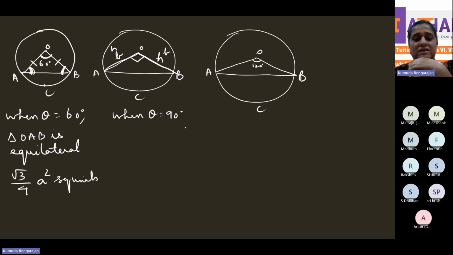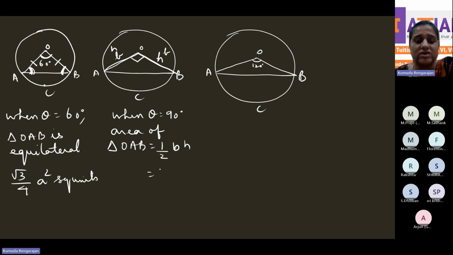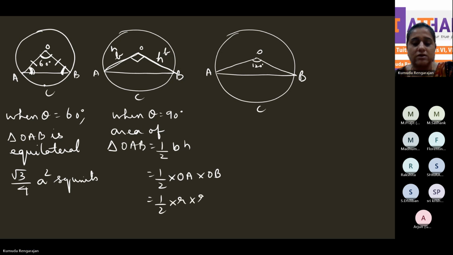So when theta is 90 degrees, triangle OAB is a right triangle. That is simple, right? So area of triangle OAB is equal to half base into height, which is half into radius into radius, because OA is R, OB is also R. Half into OA into OB, which is half into R into R, which is half R square units.